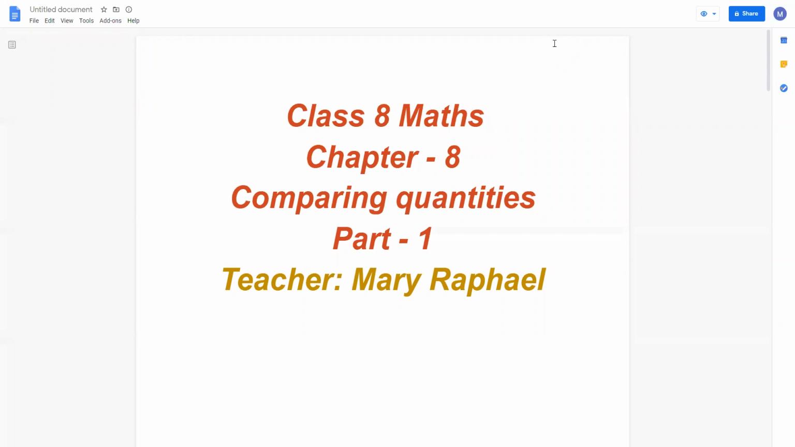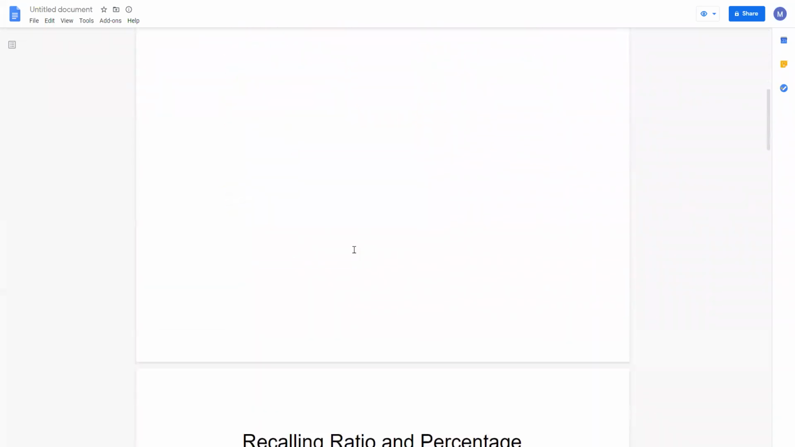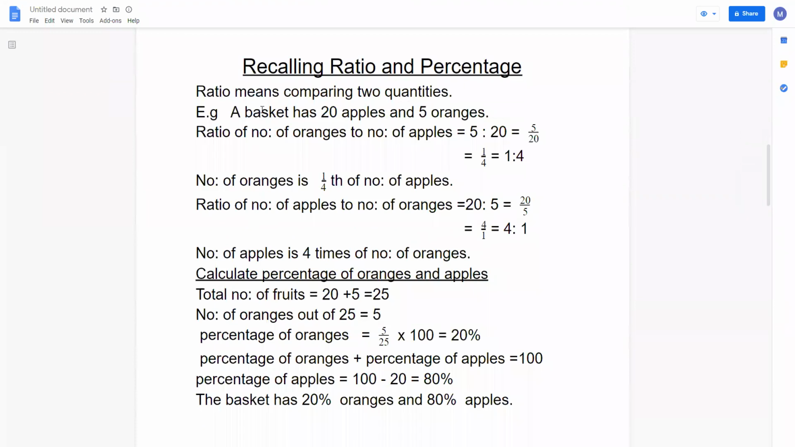Lesson number 8, comparing quantities. That is, we are starting a new lesson now, comparing quantities. In the first part, we are recalling ratio and percentage. This topic beginning we have learned in class 6 and 7, ratio and percentage. So let us recall ratio and percentage through one example.